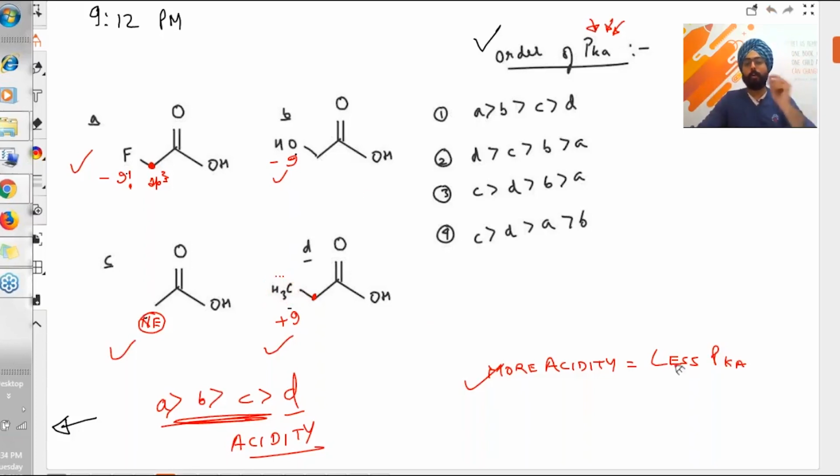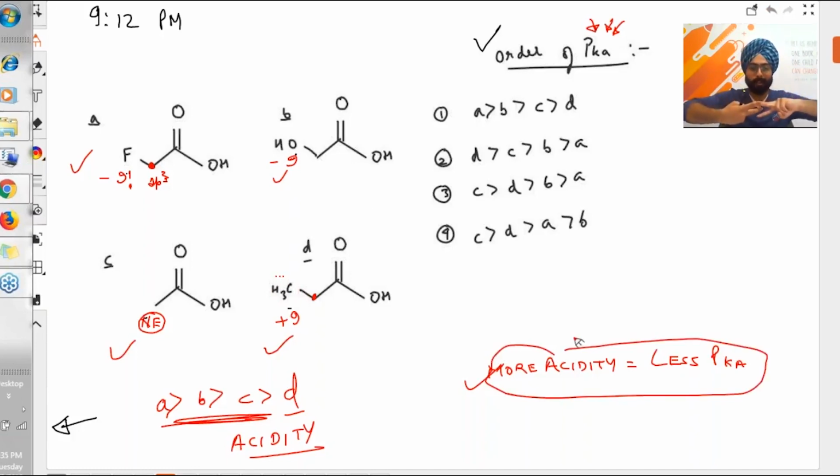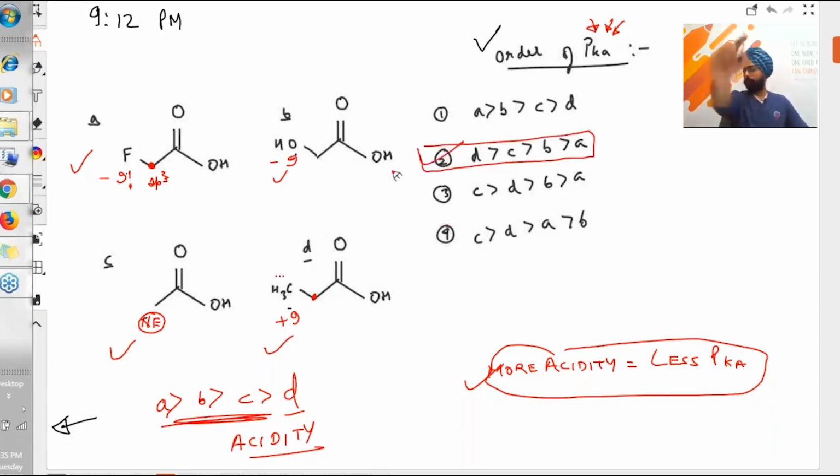Now the order of pKa will be opposite to that of the acidity. So the answer now becomes this one. 2 is the correct answer, and 50% of you did get it as the correct answer. So great job, guys. ठीक है.